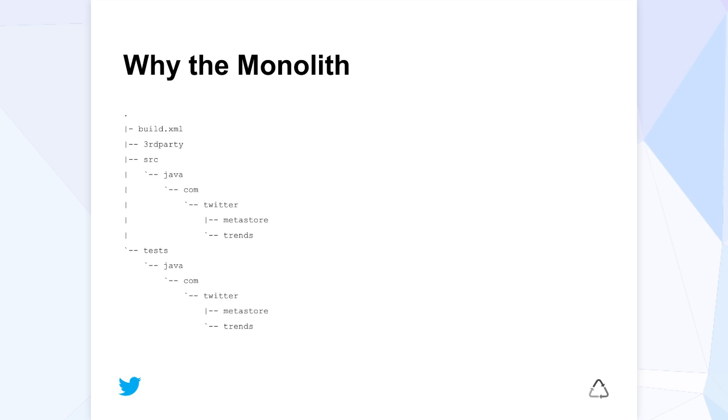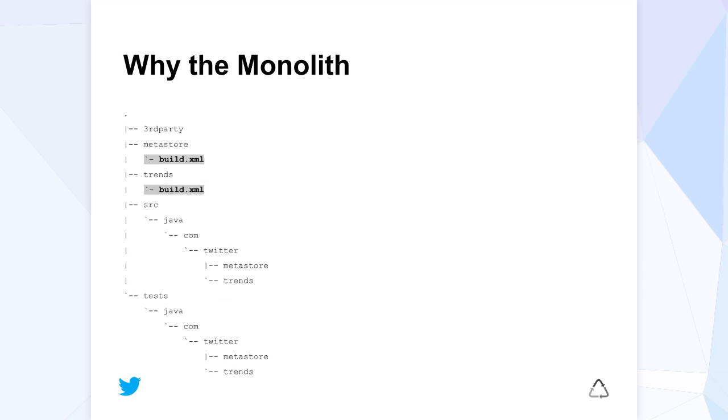So there's our source tree in 2010, and you can see that there's Metastore, Trends. There were many, many more projects. I kept it abbreviated to fit on the screen. But people just had the one build system, that build XML, Soros dealt with it. They didn't have to deal with it. They just kept adding code. Builds broke. Things were slow.